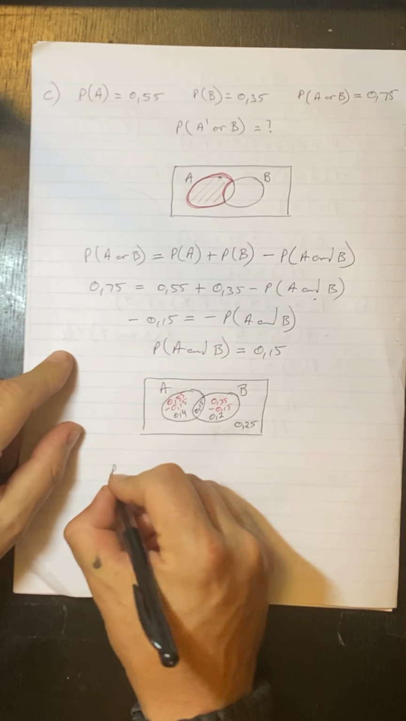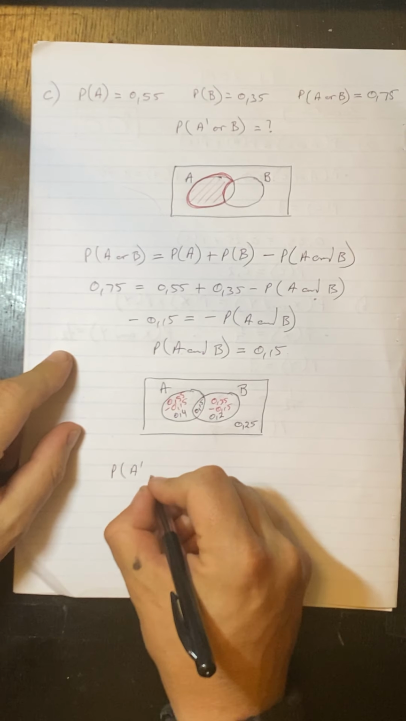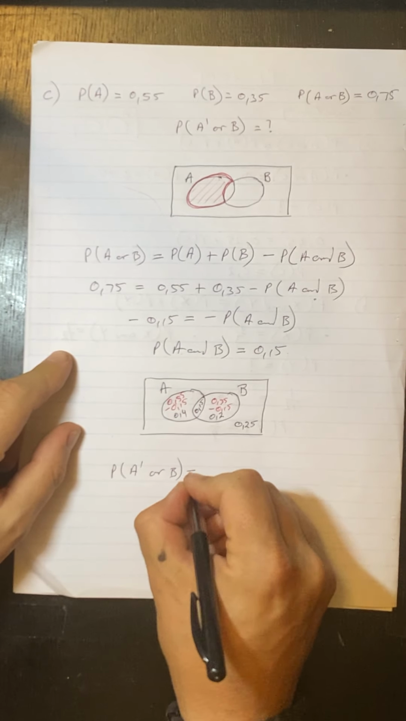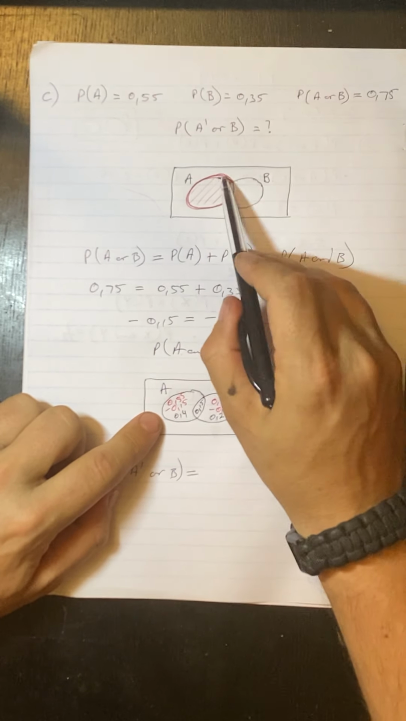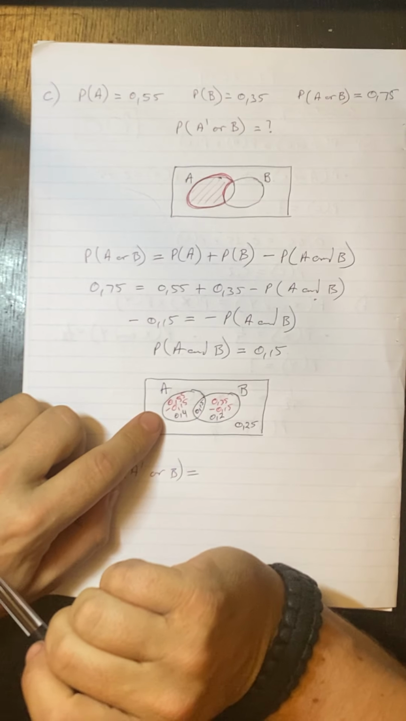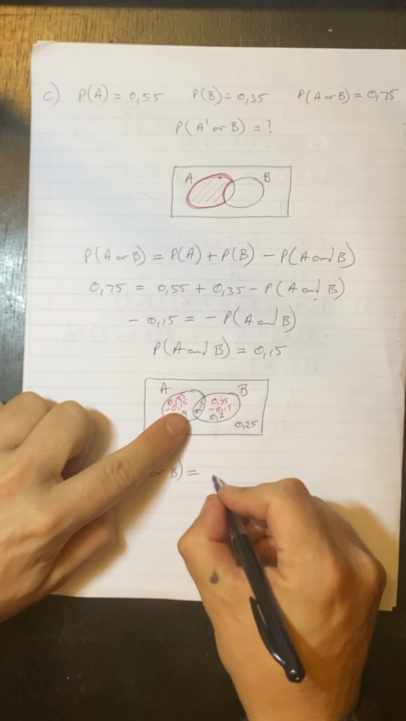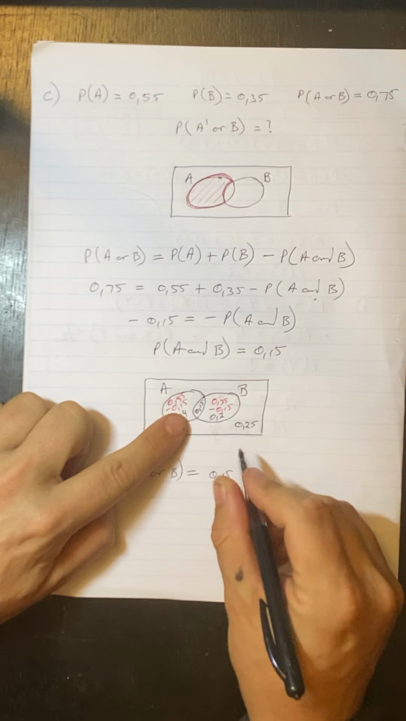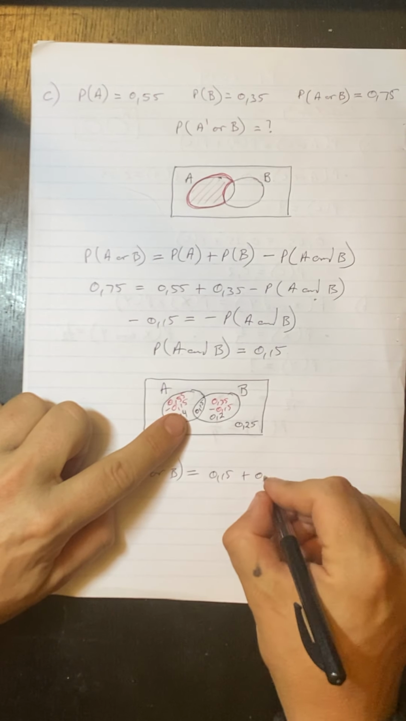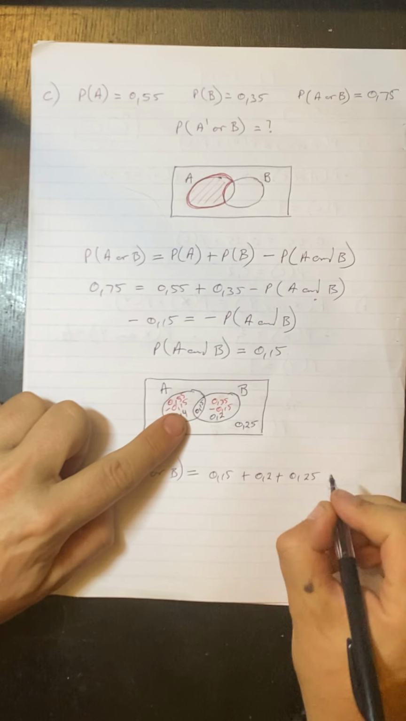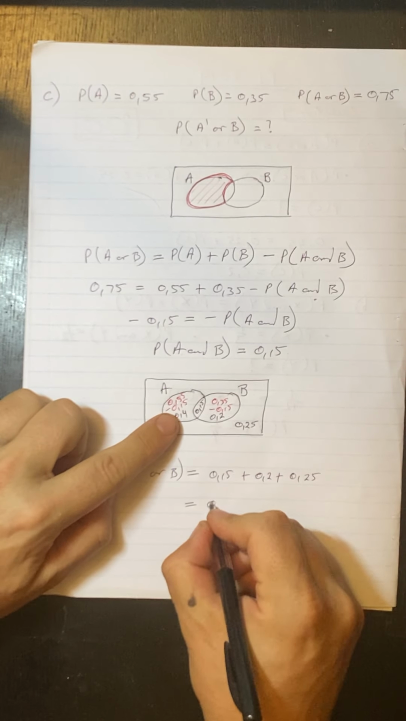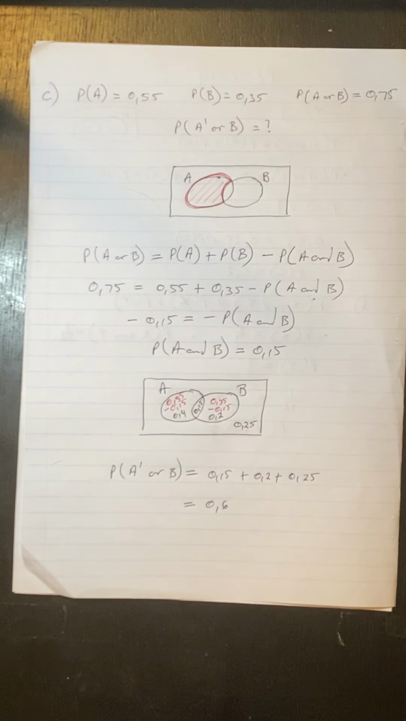So the probability of not A or B will be equal to, now remember, everything that is not inside this little bit over here. Those are the numbers I'm going to be adding up. So it's 0.15 plus 0.2 plus 0.25, and we get a total of 0.6. And that is the probability of not A or B. All right, that's question 9.